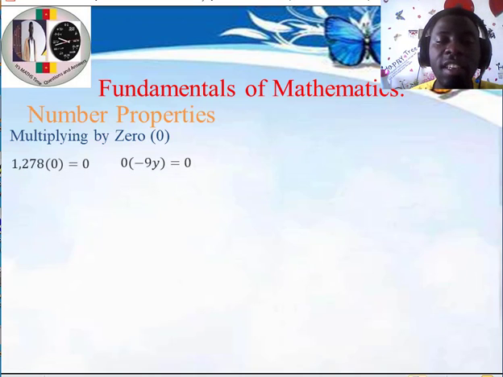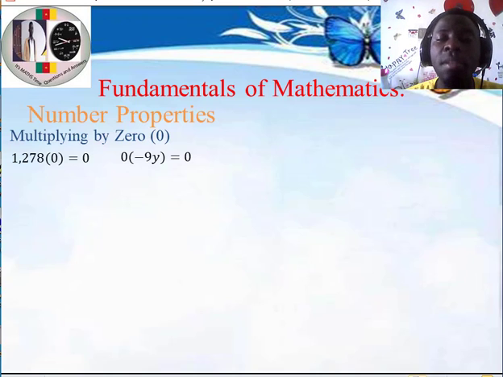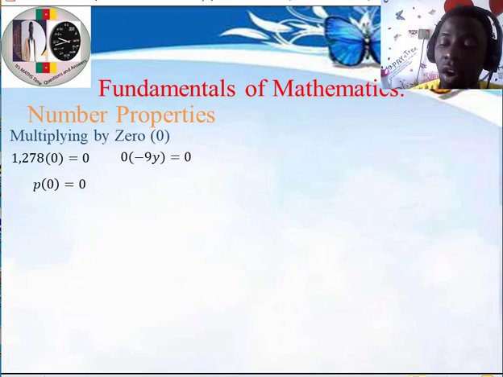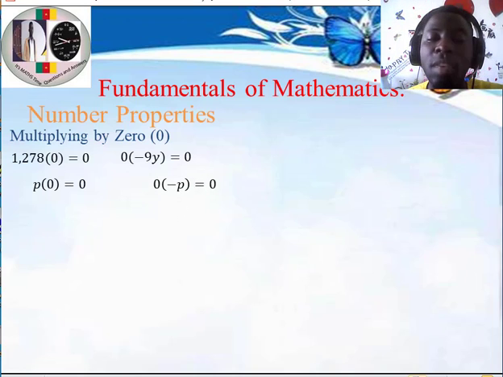For instance, 1278 times 0 gives us 0, or 0 times minus 9y gives us 0. So we can conclude that any number, say p, times 0 will give us 0. Even if the number is negative, 0 times minus p is still going to give us 0.